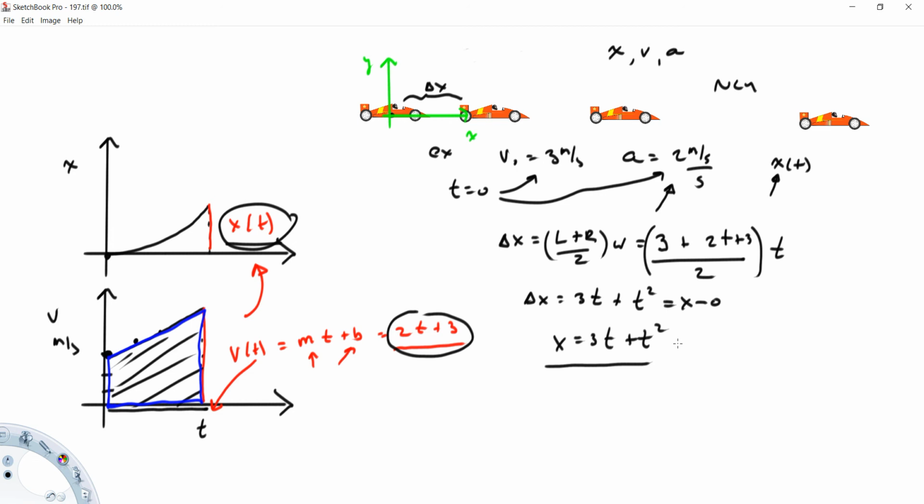So anyway, again, the purpose of this video: how to use a velocity graph and the area under the curve to write a position function for a particle undergoing constant acceleration. I hope that this has helped you learn how to do that.